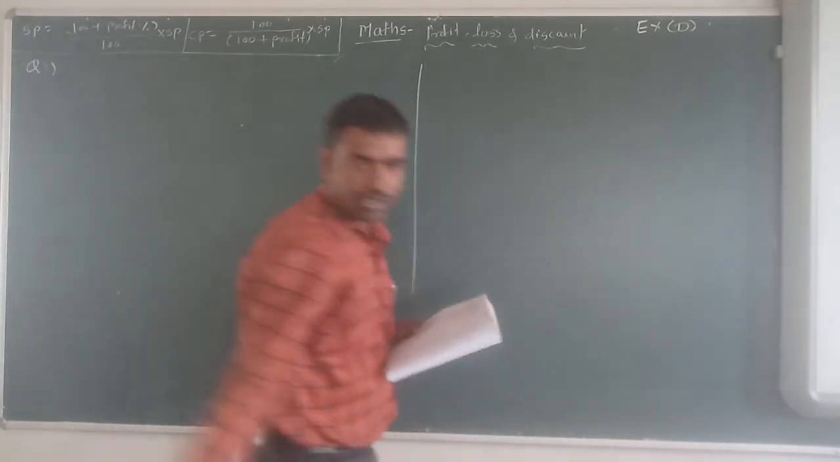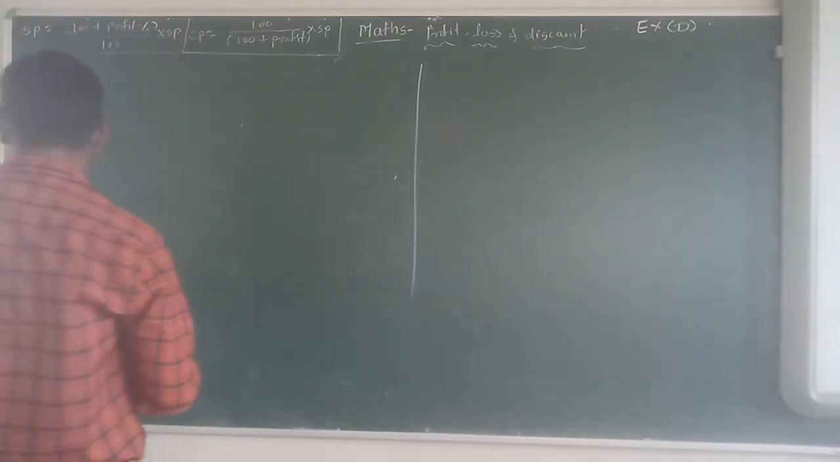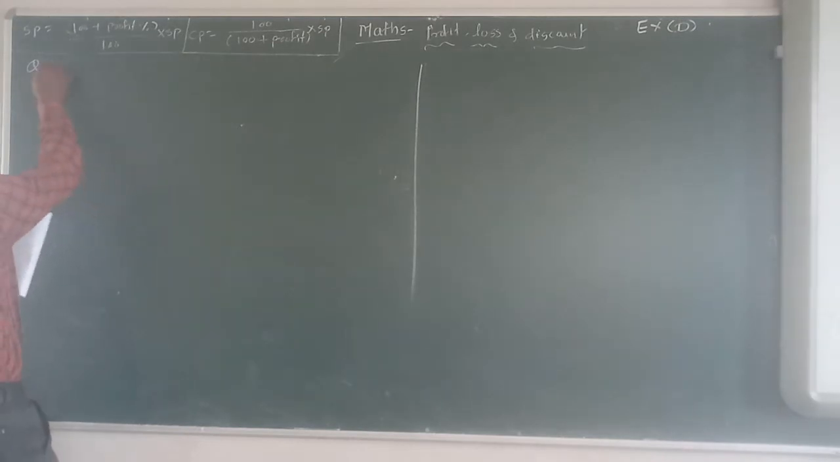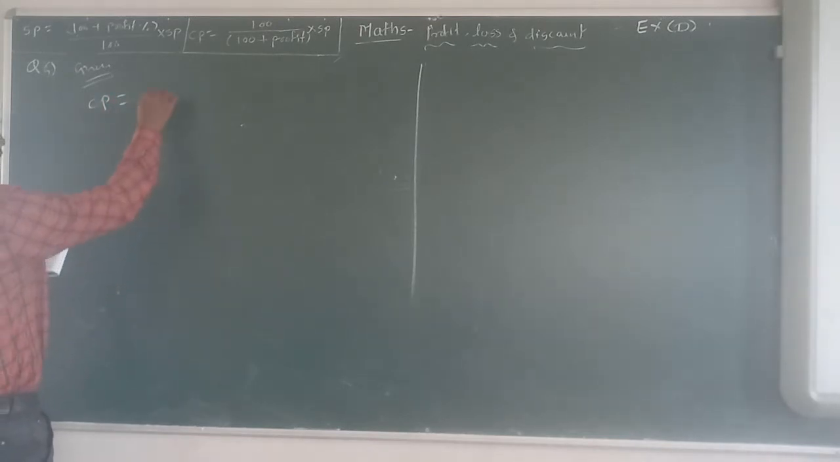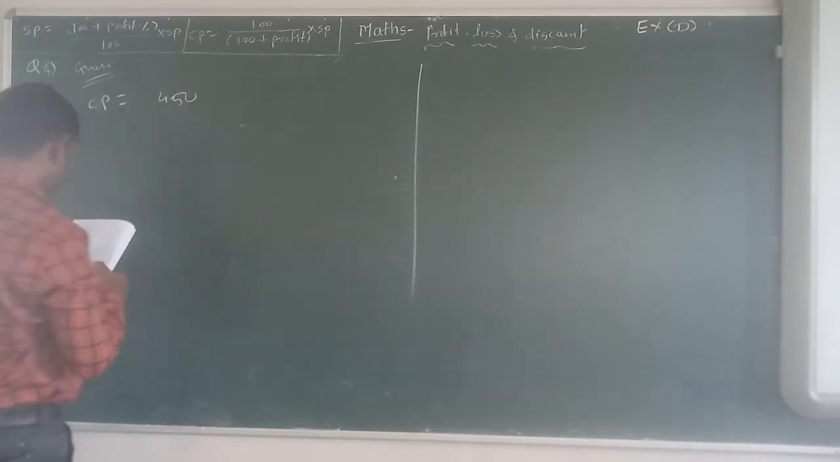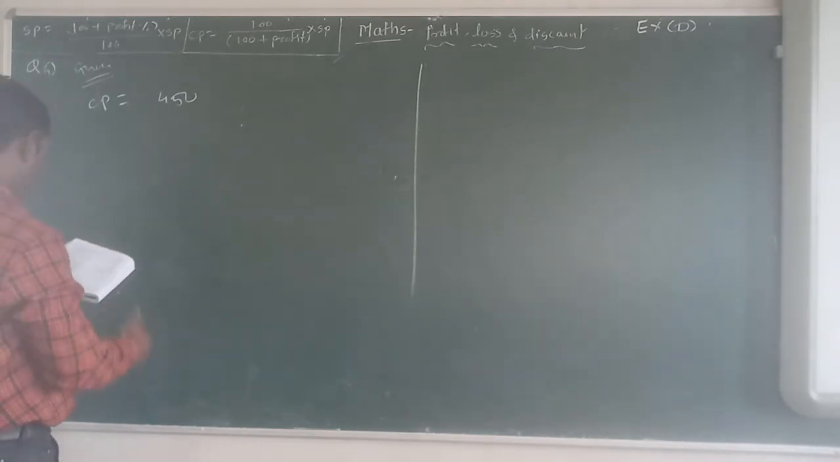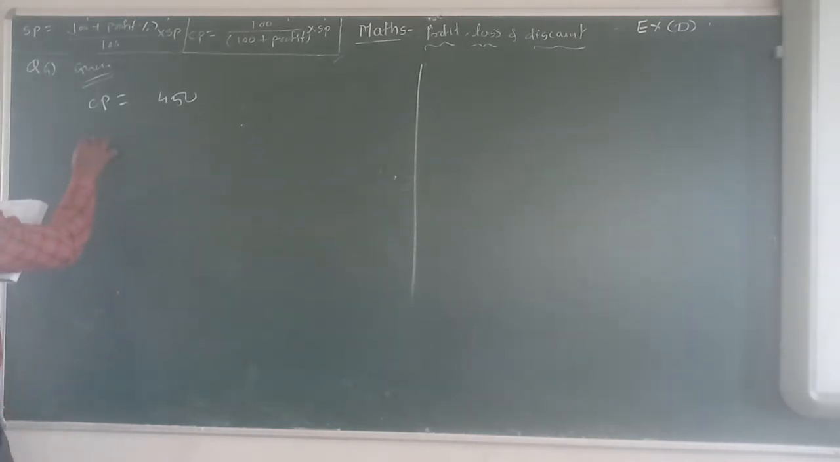See now in question number 5, what thing you have given? CP is given here. Okay, first we will write the given thing. CP is equal to the given 450. You can see in the question. So CP will be 450. Then we can find the market price.